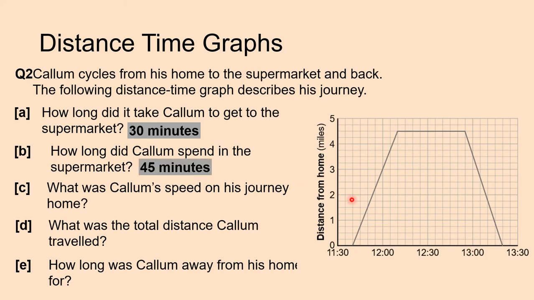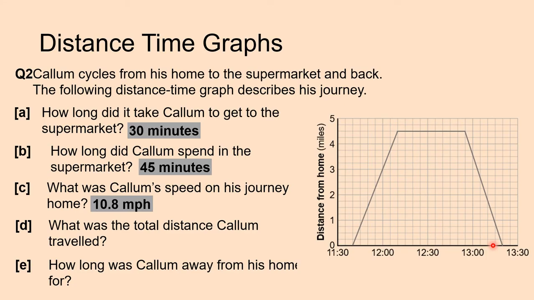What was Callum's speed on his journey home? So, how far did he travel? He travelled 4.5 miles. So that's our distance. And then our time is from 1:55 until 2:20, 20 past 1 in the graph. So it took him 25 minutes. So you do 4.5 divided by 25 minutes times by 60 to get to hours, and we'll have 10.8 miles per hour.